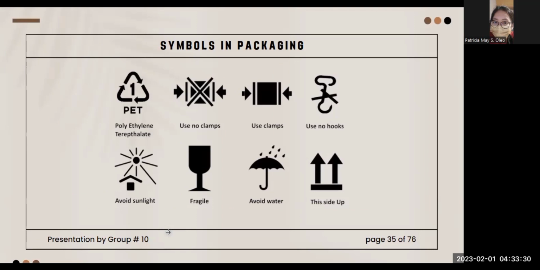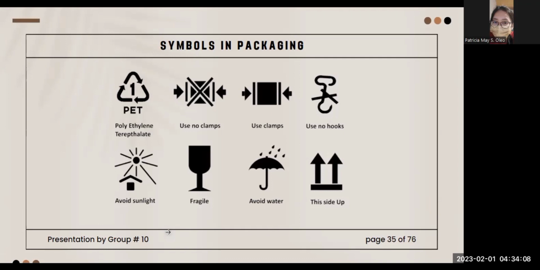Okay, so here are the symbols that you can usually see in product labels. So first, we have the PET. It is a clear, strong, and lightweight plastic that is widely used for packaging foods and beverages, especially convenience size soft drinks, juices, and water. So it is a highly valued packaging material because it is strong, yet lightweight, non-reactive, economical, and shatterproof.